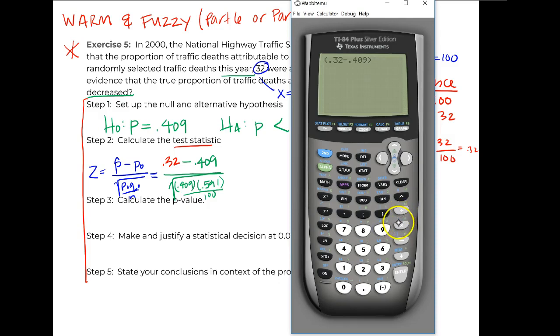We know what z-scores usually are. They're between -3 and 3. So if you get out something really different than that, you might have made a mistake. Need a square root. That is not a square root.